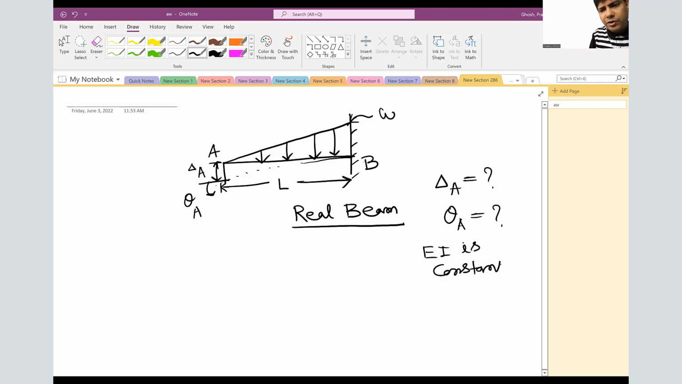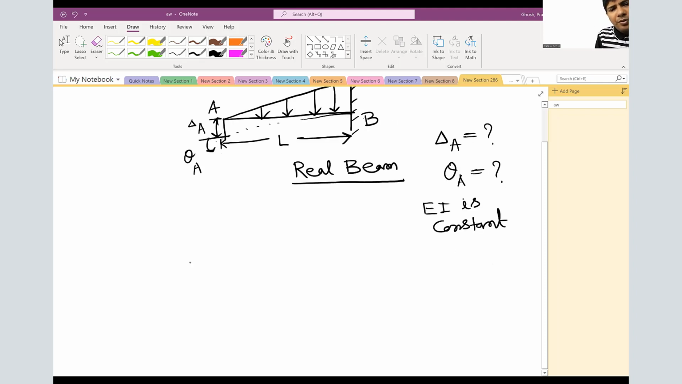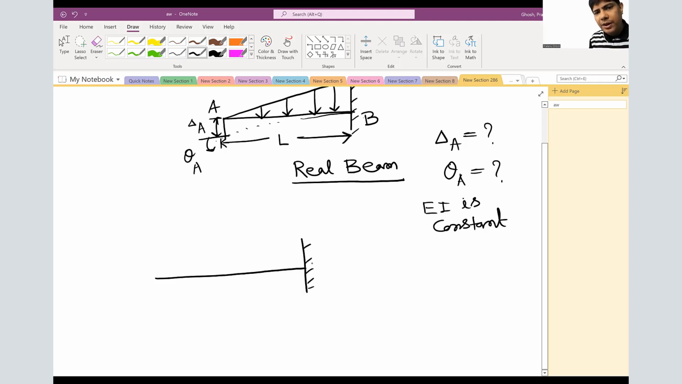So let's create the virtual beam. We have two virtual beams, one virtual beam for finding the vertical deflection. So what we need to do, we'll remove all the loadings from the real beam. Length remains the same, support remains the same, and we'll apply the unit virtual load at the point of interest, which is point A. No other loading will be there.